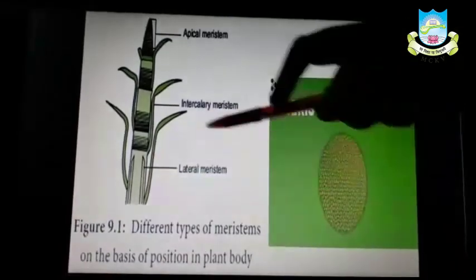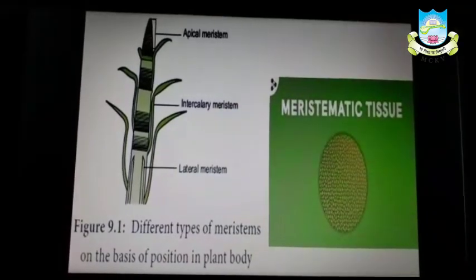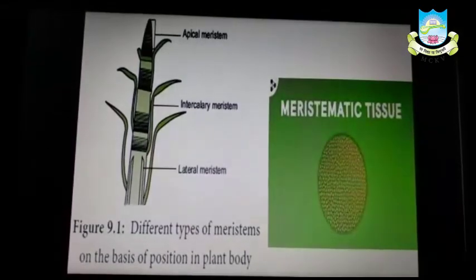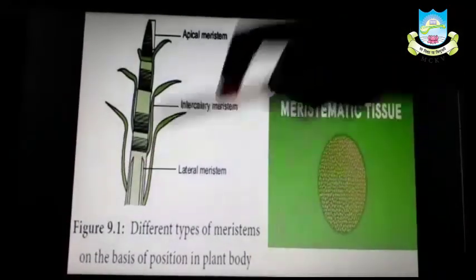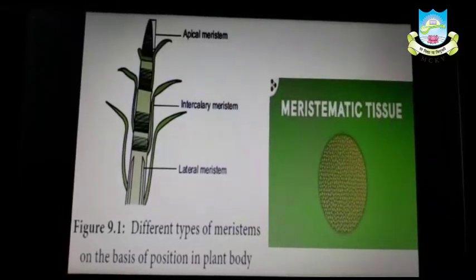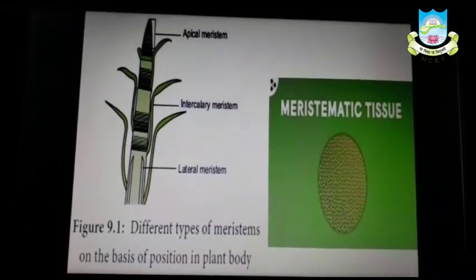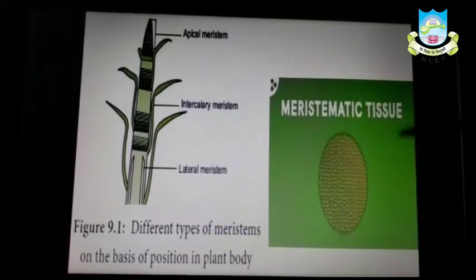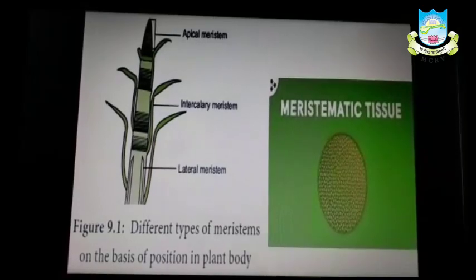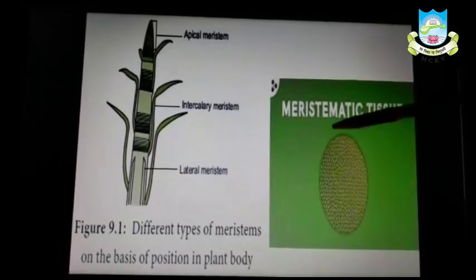Lateral meristem is present in between the two conducting tissues. And what is the function of the lateral meristem? It increases the girth of the plant. Now here we can see the detailed structure of the meristematic tissues. Meristematic tissue cells are very compactly arranged. There is no intercellular space in between them. And the cell wall is very thin.